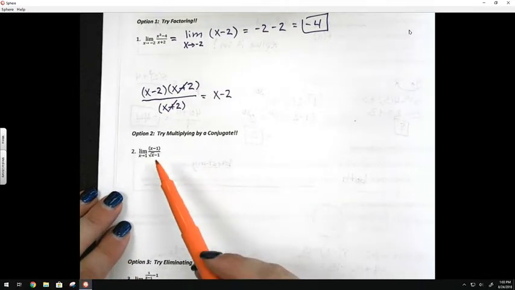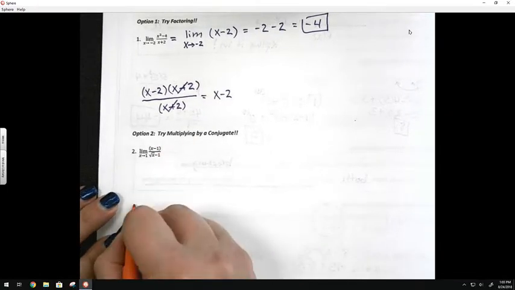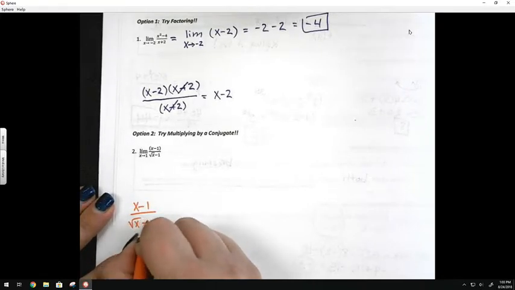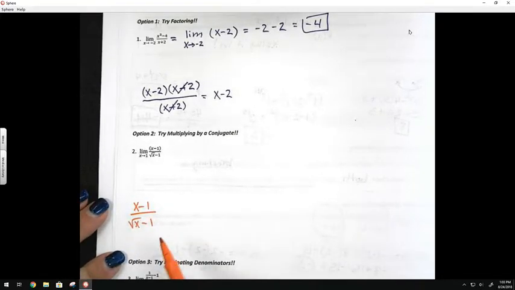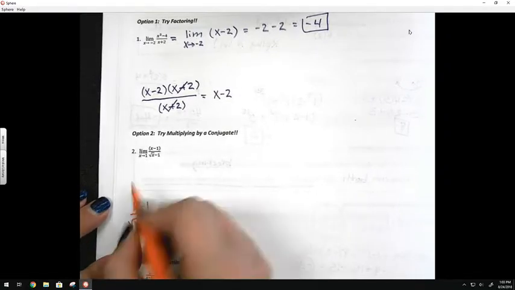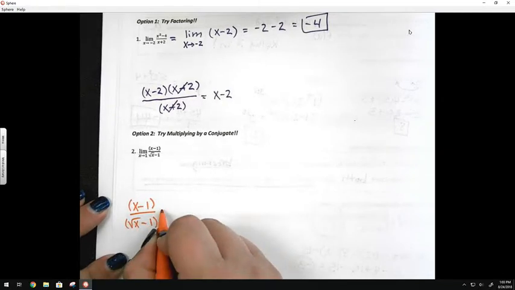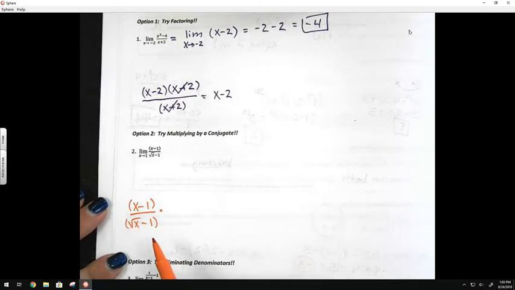So when we look at this here, we've got x minus 1 over the square root of x minus 1. Now, most likely, you guys multiplied by conjugates when you were trying to simplify denominators. Okay, so we're going to throw these in parentheses real quick, if you didn't already. We're going to multiply by, this time, the conjugate of the bottom. However, I'm just going to point out that sometimes we might have to multiply by the conjugate of the top.